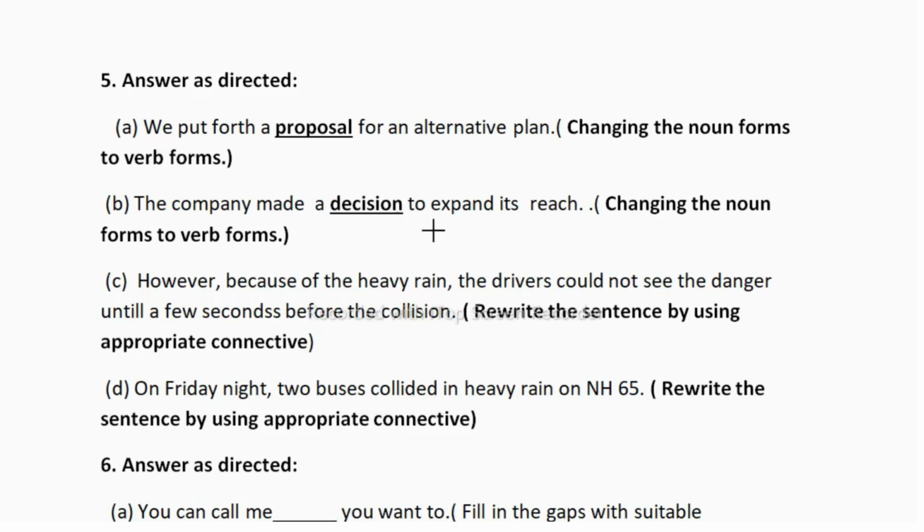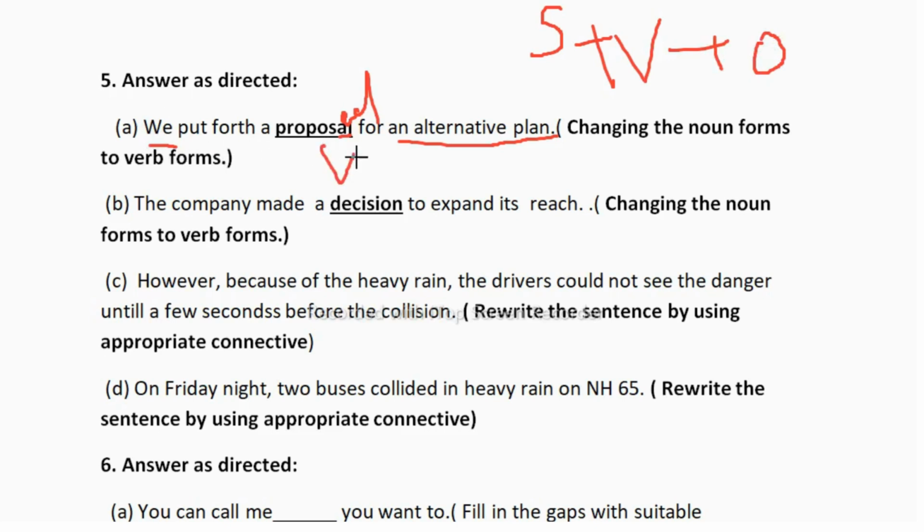So how will we do it? We proposed an alternative plan. We proposed an alternative plan. No need to write proposal. So here we proposed an alternative plan, which is your correct answer. So what is the correct structure of sentences? Subject plus verb plus object. So here we is the subject, proposed is your verb, and this is the object. The preposition for we are dropping here because there is no need of it. Directly after the verb we can take an alternative plan, which is your object.